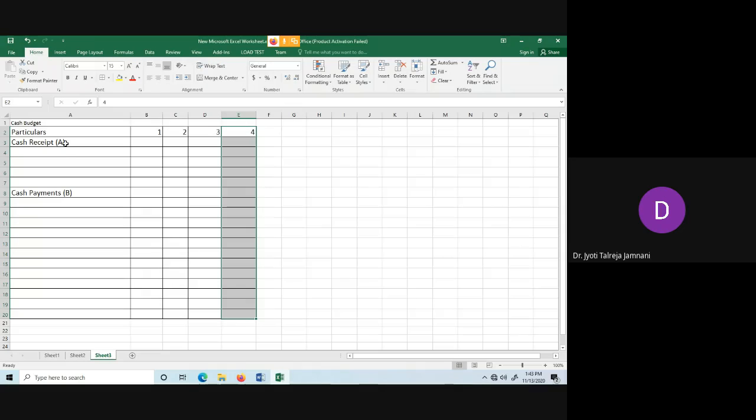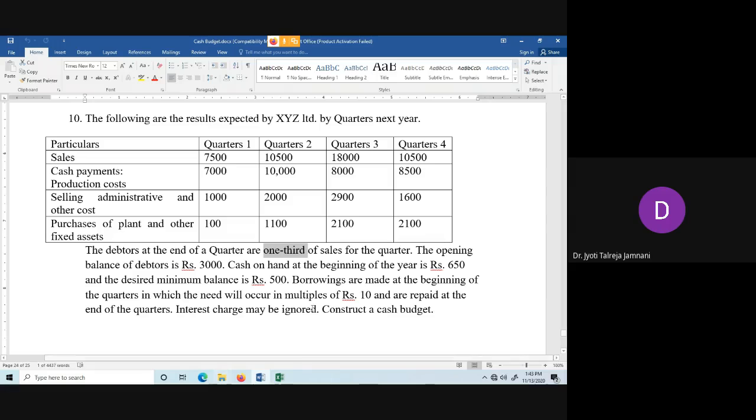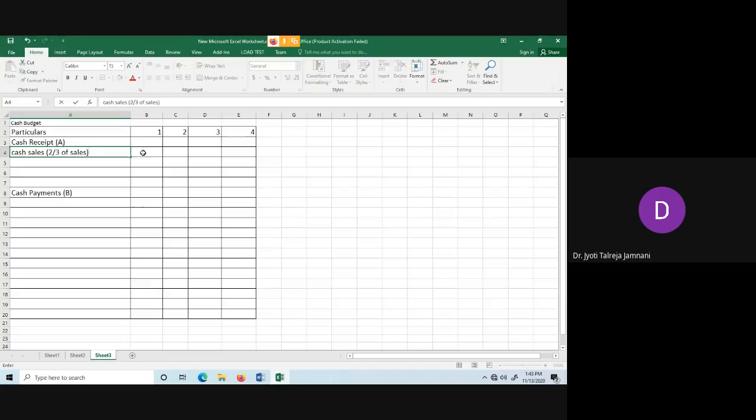First, we'll write cash sales. Into bracket, you write 2/3 of sales. So 2/3 of sales is cash sales. So for the first quarter, let's see what was the sales amount. 7,500. 2/3 of 7,500 is 5,000.